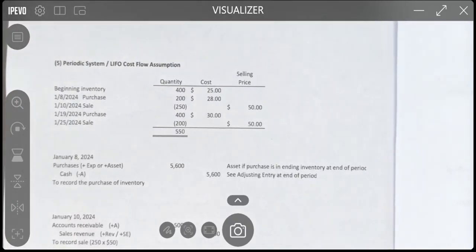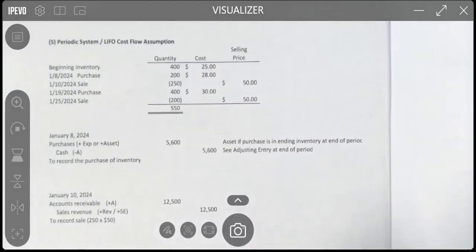And I'm going to be pretty brief here because it's with the periodic system, it's not a heck of a lot different than FIFO. The only thing that's going to differ is the adjusting journal entry at the end of the month to record the cost of goods sold and the ending inventory.